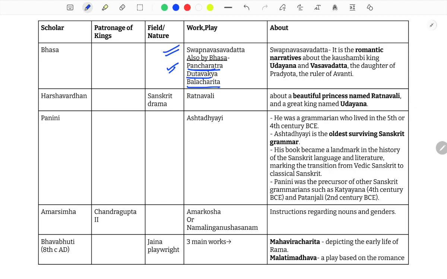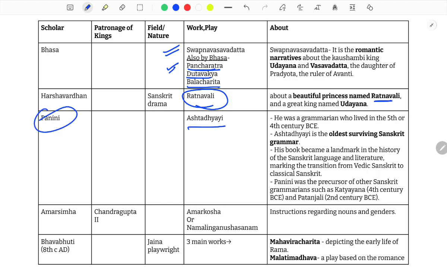Swapnavasav Datta is a romantic narrative about the Kaushambi king Udayana and Vasav Datta, the daughter of Pradyota, the ruler of Avanti. Harshvardhana wrote Ratnavali. It's a Sanskrit drama about a beautiful princess named Ratnavali and a great king named Udayana.